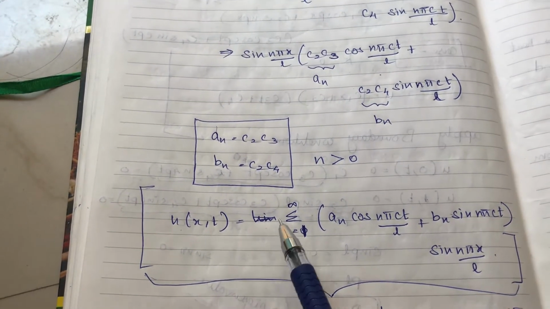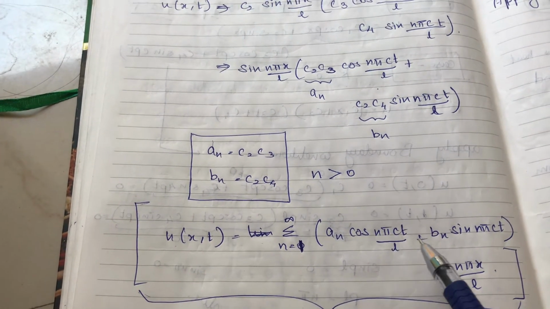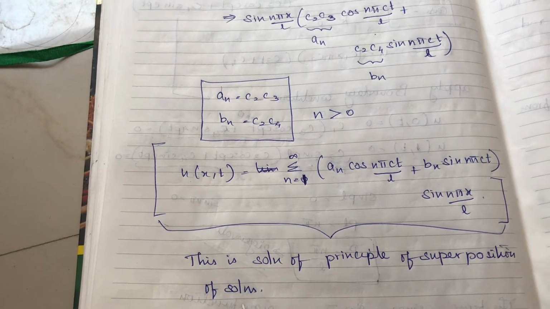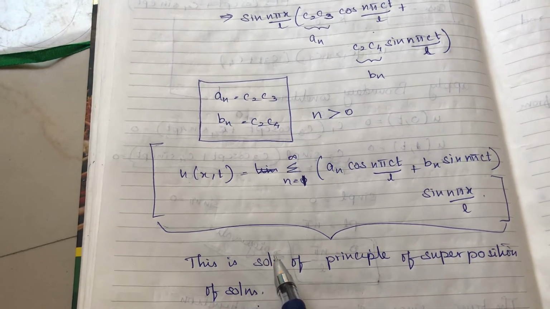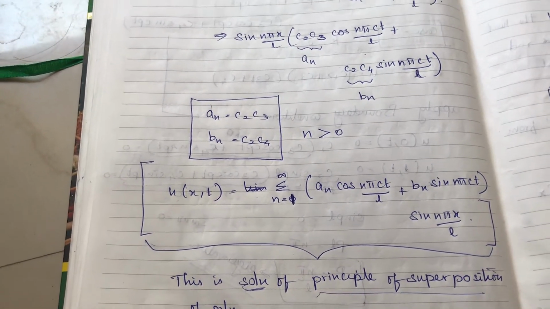So I can easily write this as a summation of n equal to 1 to infinity, this term plus this term into the sine term. This is the solution by the principle of superposition of solutions. So this is the solution of the wave equation.